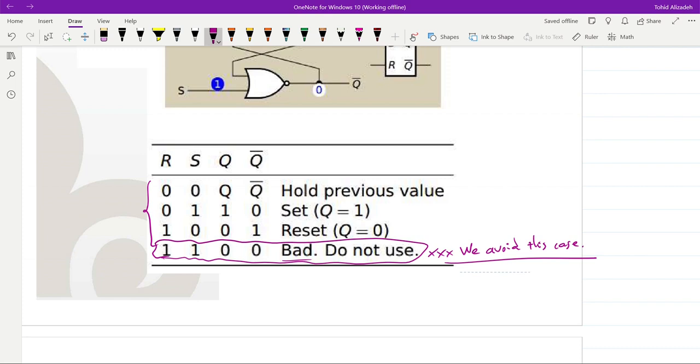If you want to set the latch, you provide 0 and 1 for R and S. If you want to reset it, you provide 1 and 0, and otherwise you provide 0, 0, such that the latch keeps or holds its previous value.